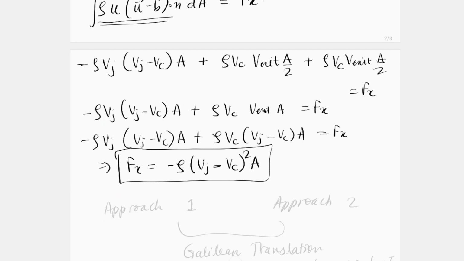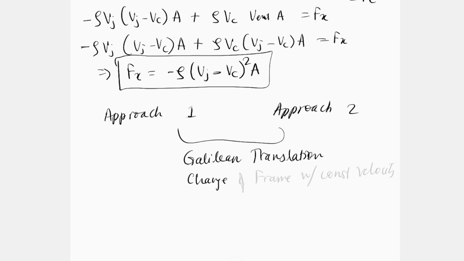So the two approaches do yield the same answer. The difference between approach 1 and approach 2 is only the Galilean translation of the frame of reference, which is the change of frame with a constant velocity.